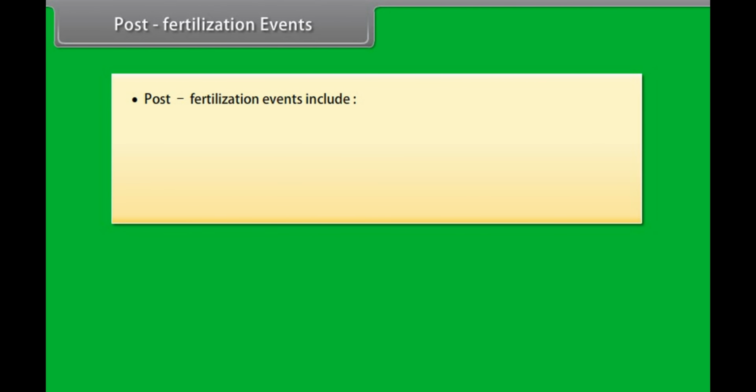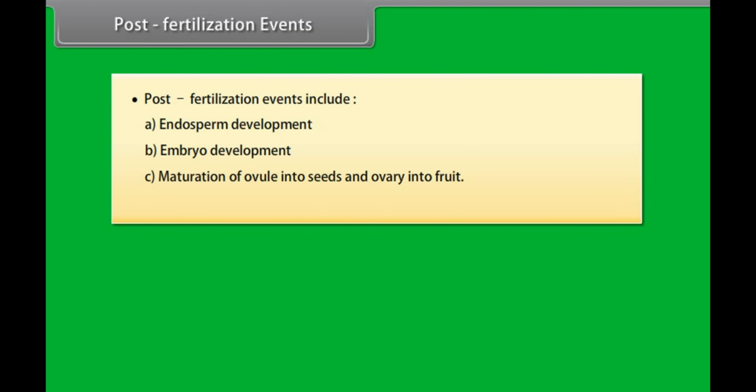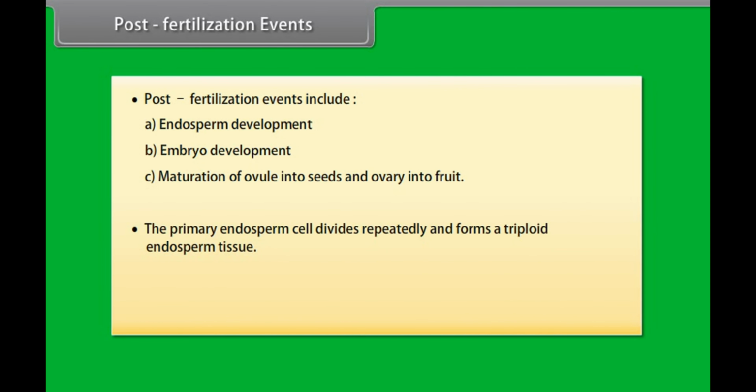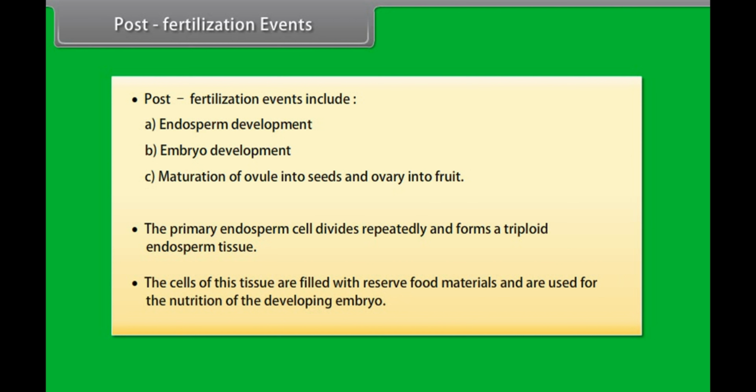Post-fertilization events. Post-fertilization events include A. Endosperm development, B. Embryo development, C. Maturation of ovule into seeds and ovary into fruit. The primary endosperm cell divides repeatedly and forms a triploid endosperm tissue. The cells of this tissue are filled with reserve food materials and are used for the nutrition of the developing embryo. Embryo development: the zygote divides mitotically to form a globular, heart-shaped, mature embryo.